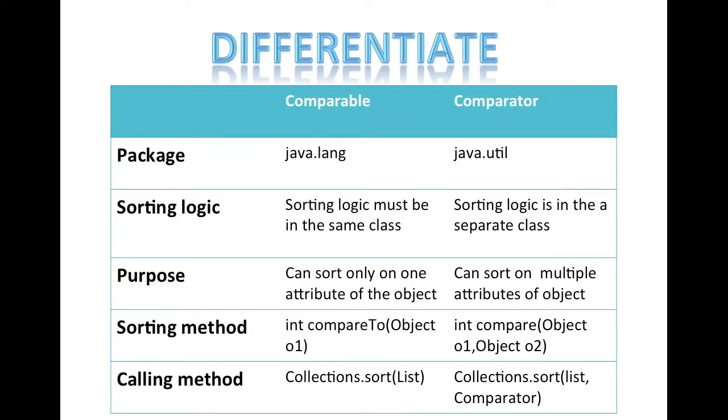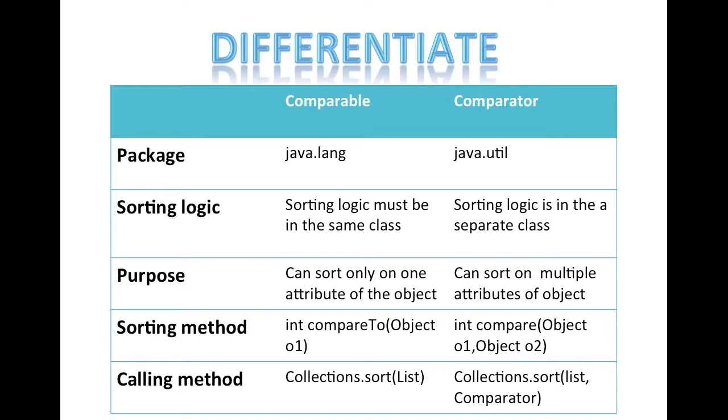Differentiate between the Comparable and Comparator interface. So these are the differences between Comparable and Comparator interfaces. First, they belong to two different packages, that is java.lang and java.util. The sorting logic is different. Always keep in mind that in the Comparable interface, the sorting logic must be in the same class, but in case of Comparator, the sorting logic would be in a different class. The purpose of using the Comparable interface is that we can sort the objects based on only one key. But if we want to sort it based on multiple keys, then we have to use the Comparator interface.